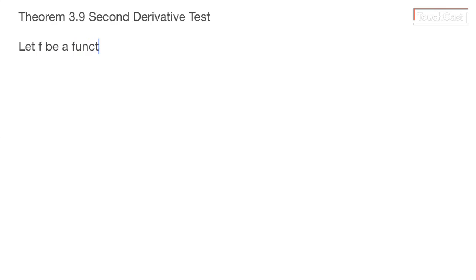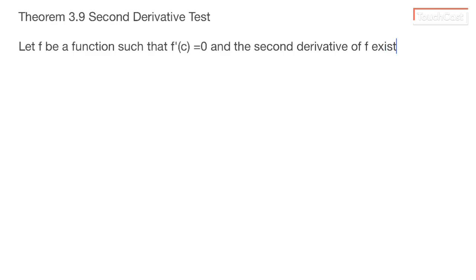This next topic is the second derivative test. We're going to start it off with theorem 3.9, which we title the second derivative test. We're going to start off by saying let f be a function such that the first derivative at c is equal to 0, and the second derivative of f exists on an open interval containing c.